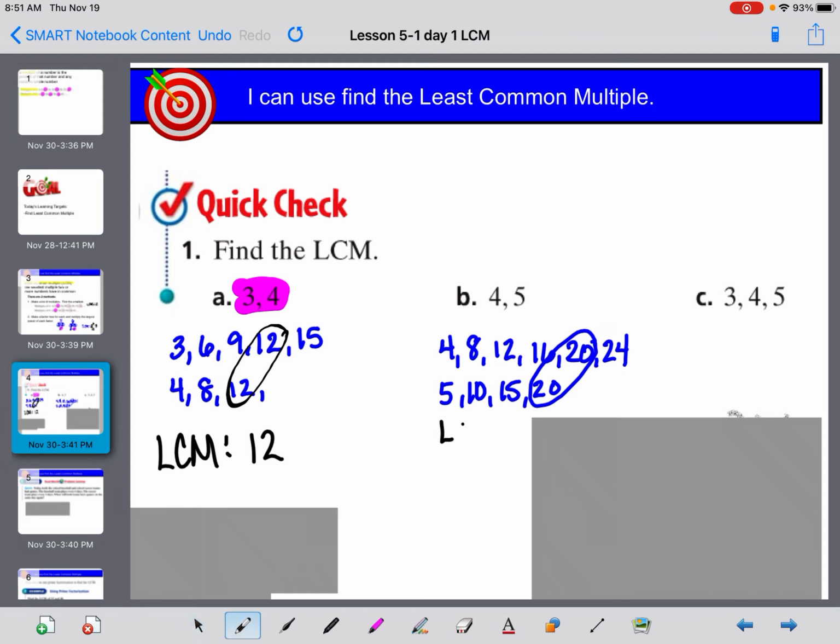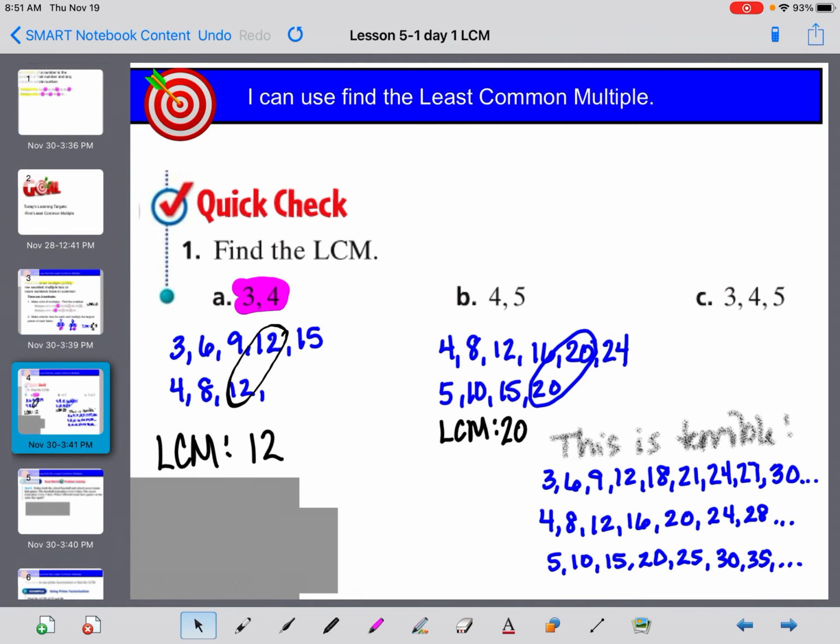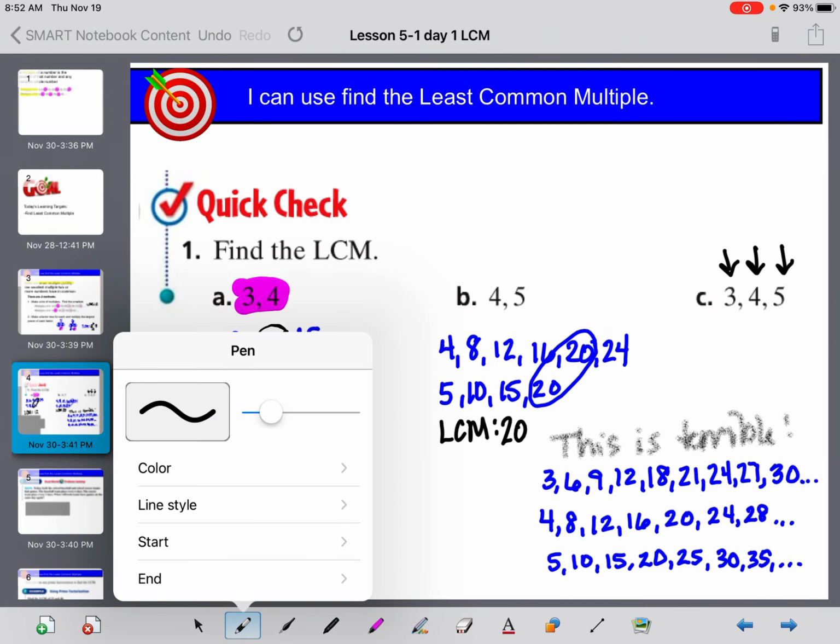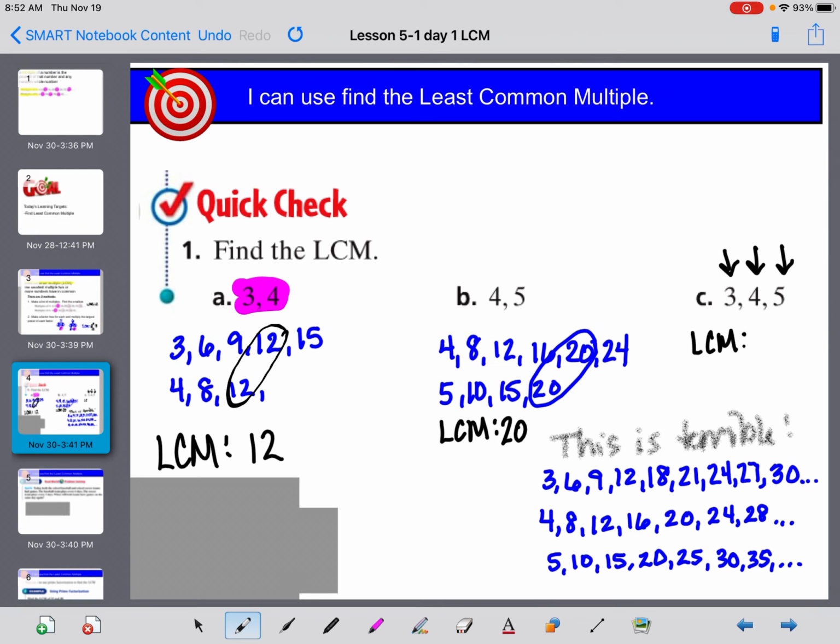For letter B, the least common multiple is 20. This one is terrible. For letter C, you can list all these multiples and you never get there, right? But some of you might have noticed that there are no common factors between 3, 4, and 5, and that means you can multiply them together. Or you kept going with your list and you found that the least common multiple is 60. What this really shows us in letter C is that there really is a use for a second strategy for finding the least common multiple, and that's where the factor tree comes in.